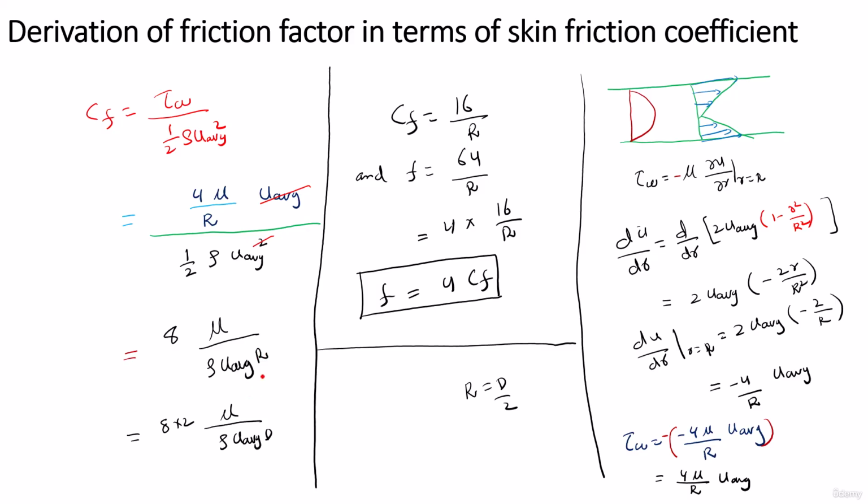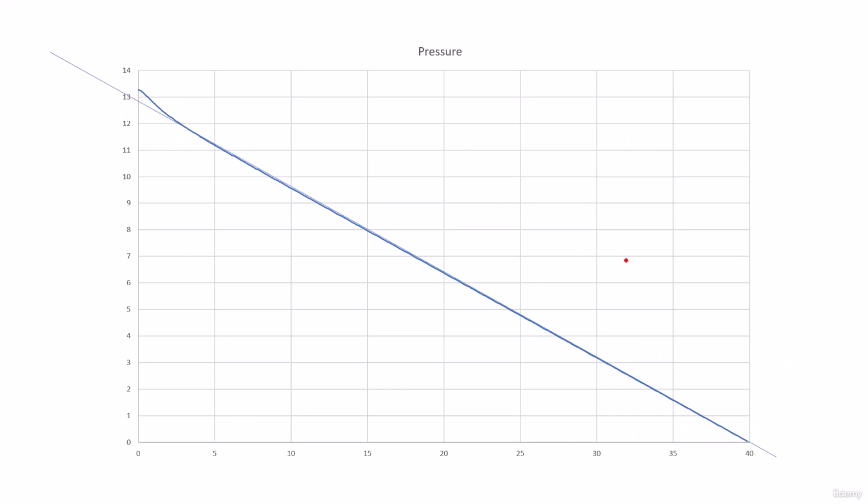Then I can change the R to D, so this becomes 8 into 2 mu upon rho U average into D, and this is actually a Reynolds number, 1 upon Reynolds number. So from here we can write CF is equal to 16 upon Re, and F is given by 64 upon Re. That is the slope of that graph, and that graph is known experimentally and empirically in our books. From here I can write 4 into 16 upon Re, so F is equal to 4 into CF.